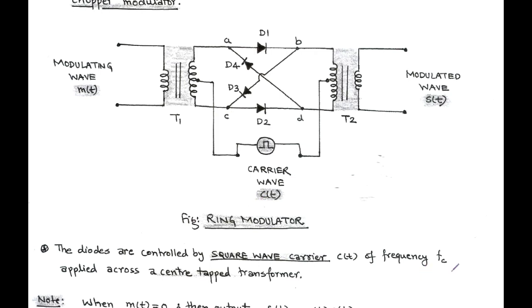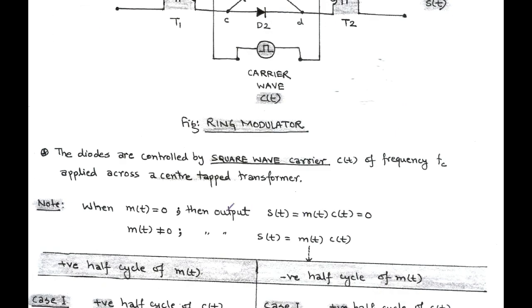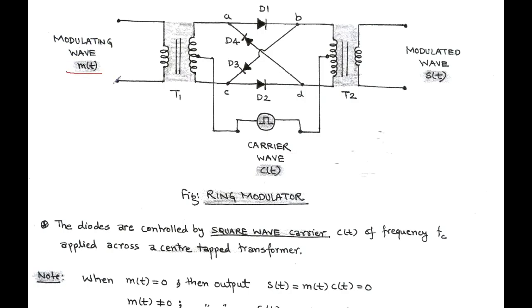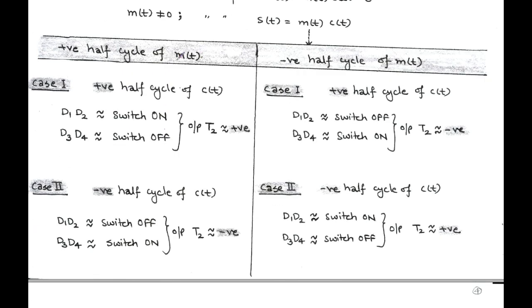Now we discuss the operation of the ring modulator. The output of a ring modulator is s(t), and it is equal to the product of message and carrier. When there is no message, we get 0 output, but when we apply a message, then we get an output in the form of the product, that is m(t) into c(t). For simplicity, we take a sinusoidal message signal, taking a positive half cycle and a negative half cycle of the message signal. And in both cases, the diodes are controlled by a carrier wave.